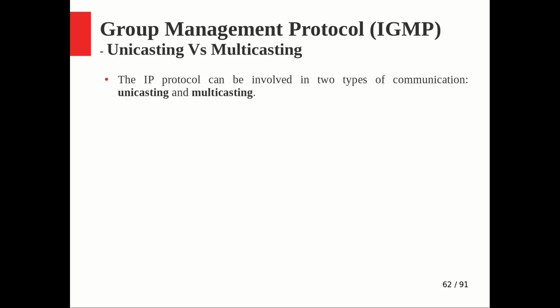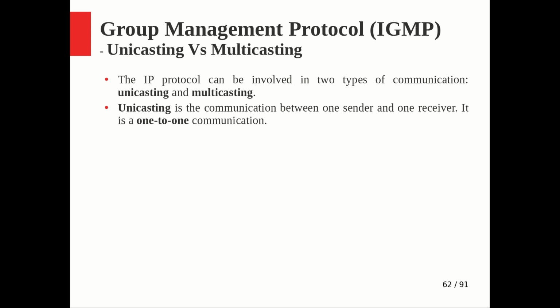For that, let's start our discussion with unicasting versus multicasting, something we already discussed at different points. The IP protocol can be involved in two types of communication, unicasting and multicasting. And there is broadcasting also, which can be thought of as a generalization of multicasting. But it is different in the sense that broadcasting means to everyone, multicasting means a subset of that everyone. Unicasting is one-to-one communication, between one sender and one receiver. So the normal communication that we discussed so far is unicasting.